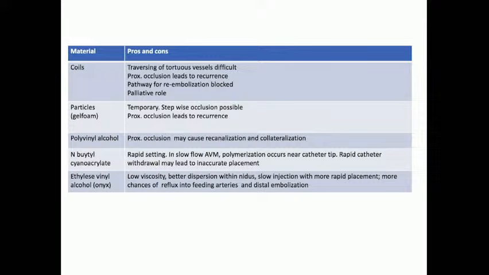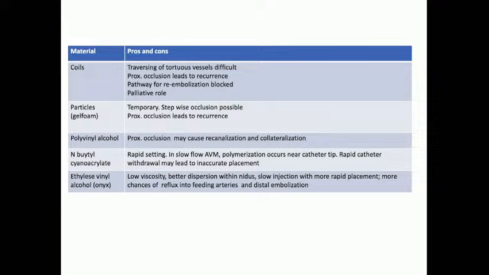inaccurate placement. And finally is onyx, where it is low viscosity, so it may actually travel through the arteries into the vein and also to the venous system. So these are some of the things which go on. But onyx has the best settling within the nidus of the AVM. The important thing here is that the artery should be embolized. Also, the proximal part of the vein has to be embolized. Then only you can say that it is an effective embolization.